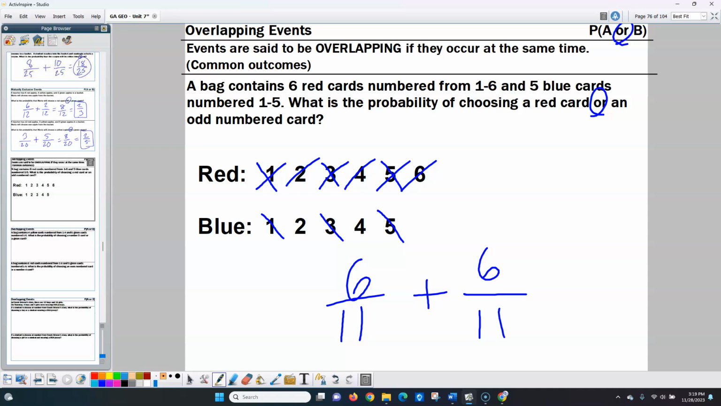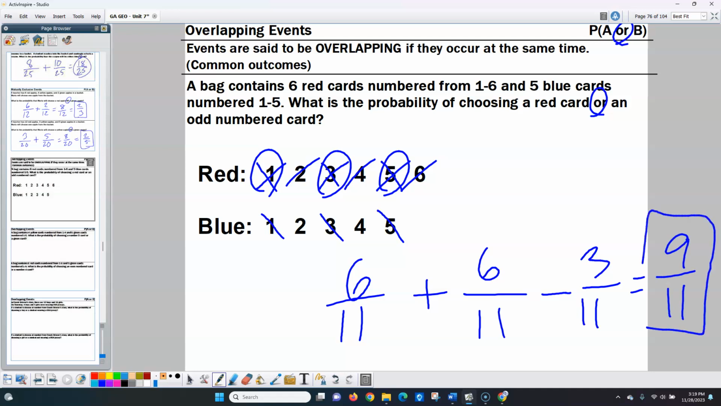We marked some of them more than one time. How many did we mark more than once? How many overlapped? 3 of them. That one did, that one did, and that one did. We don't want to count them twice, so then we're going to subtract the overlap. We marked out 3 of them twice, so I'm going to subtract those. I think you get 9 out of 11.